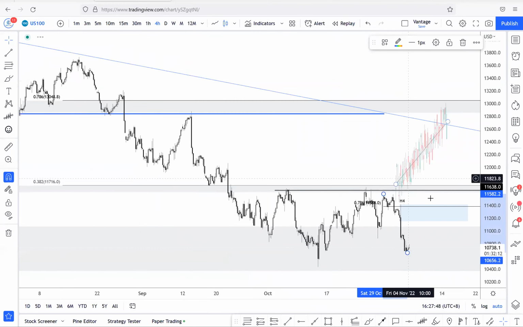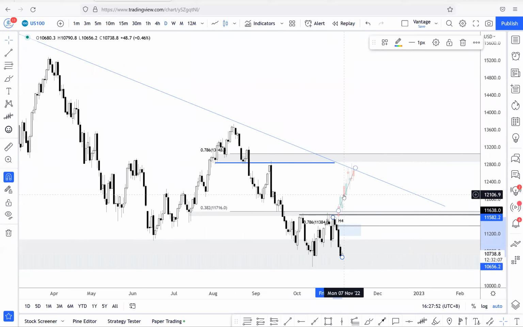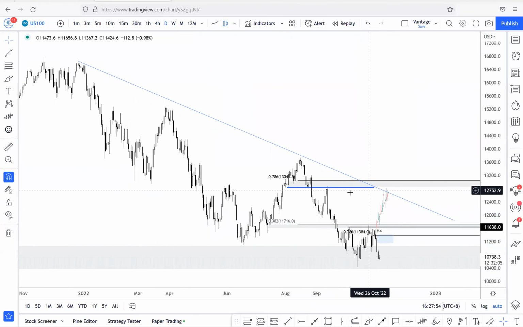So this is the area, right? So this is the immediate resistance level. But on the daily, I want to wait for a clear break and close above this region to signal more upside. So this is the view on US 100, right? So pretty much the same thing still.